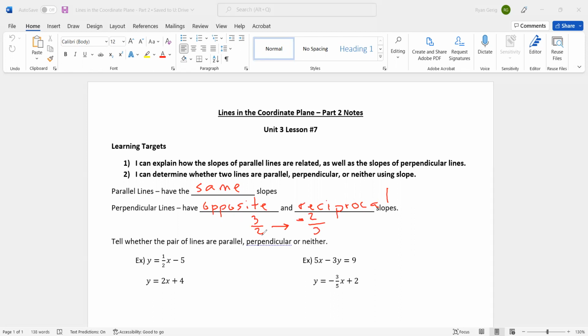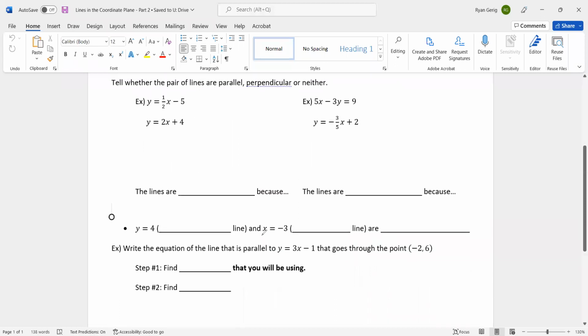Okay, so first two examples. Tell whether the pair of lines is parallel, perpendicular, or neither. I'm actually going to type this because it's too much writing. All right, I'll write what they are. So what we want to do is look at their slopes, right? The slope of the first one is 1/2. The slope of the second one is 2. This one was easy because they were already in slope-intercept form. These lines are neither.